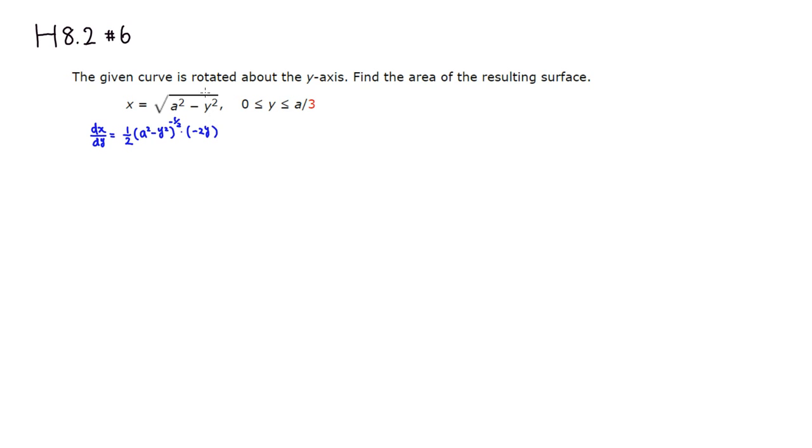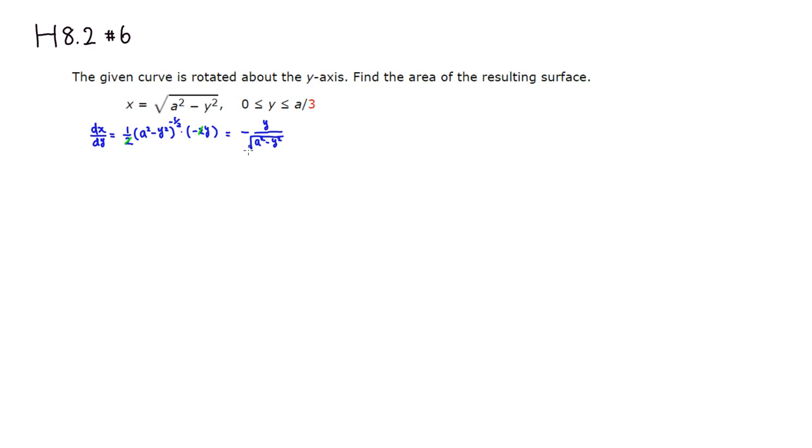So we can cancel. There's a 2 on the bottom and a 2 on top. So this is going to be equal to negative y on top, and then, since it's a negative power, a squared minus y squared is on the bottom, to the 1/2 power, so it's a square root.